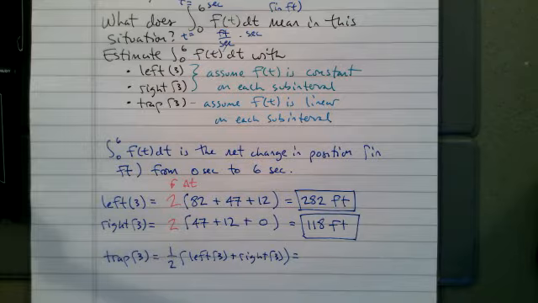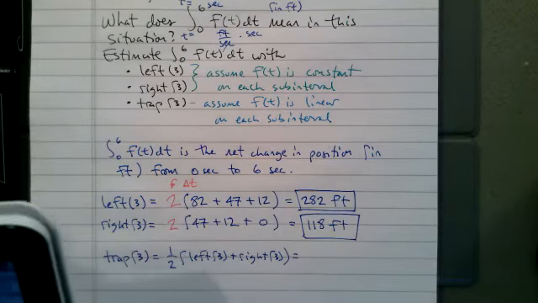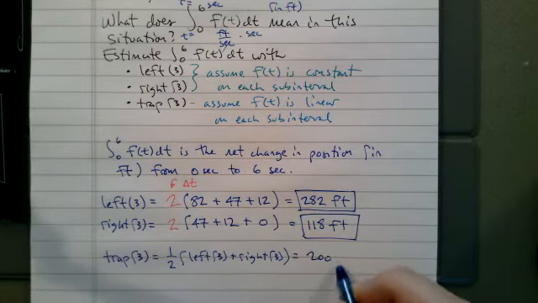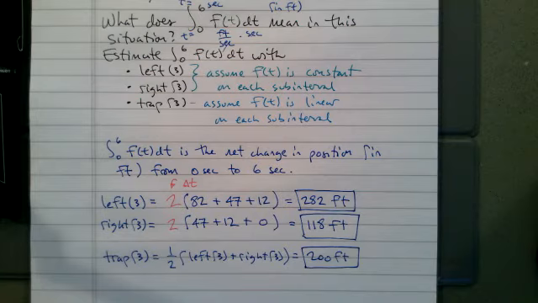So we'll just do 282 plus 118 divided by 2. We could also calculate the trapezoidal rule directly without the left and right.